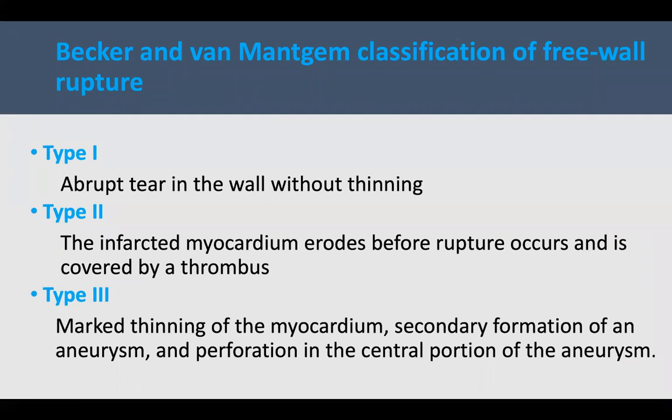So type 1 rupture, there's an abrupt tear in the wall without any thinning. Type 2, he classified as infarcted myocardium erodes before rupture occurs, and it is covered by a thrombus. The third type is, there is a thinning of the myocardium, secondary formation of an aneurysm, and eventually the perforation in this aneurysm, and VSR happens. So these patients types are usually stable. Type 2, they are subacute stage, and the type 1, they are usually in the cardiogenic shock.